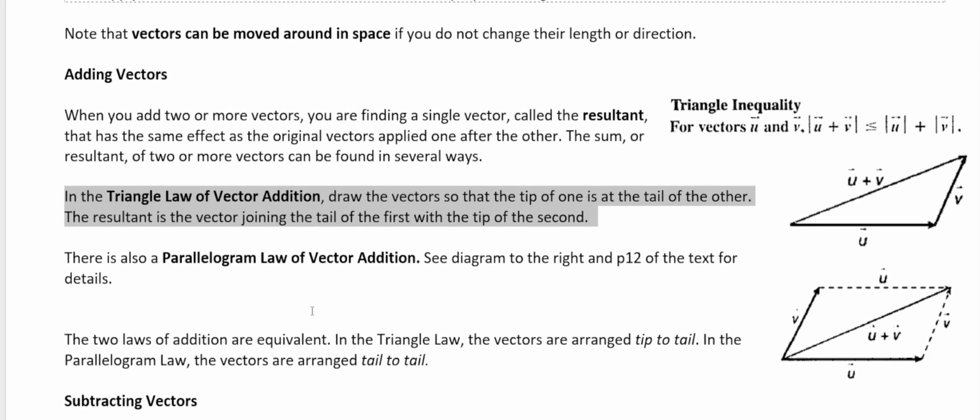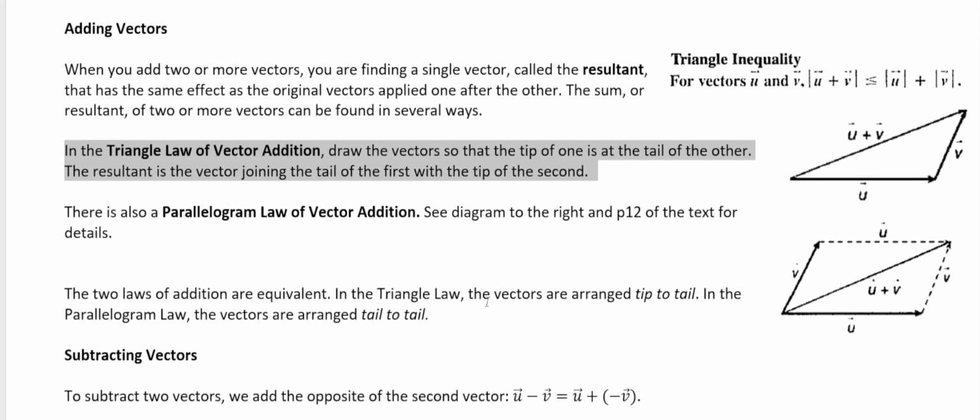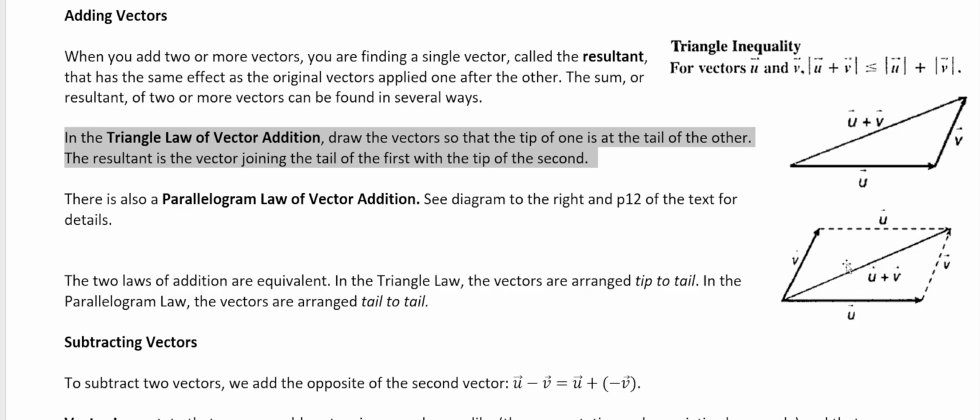There's also the parallelogram law of vector addition, and you can see the diagram to the right here and page 12 of the text for details. The two laws of addition are equivalent. In the triangle law, the vectors are arranged tip to tail. In the parallelogram law, the vectors are arranged tail to tail. So you can see right here, u and v are tail to tail, and u plus v, if we form a parallelogram, forms the diagonal right here.